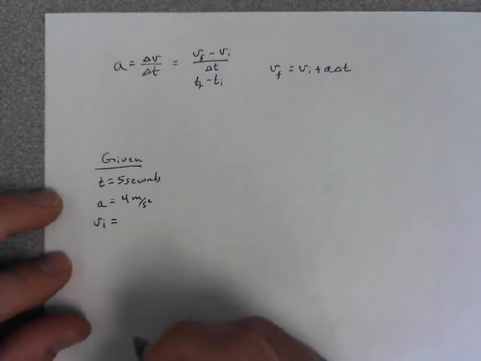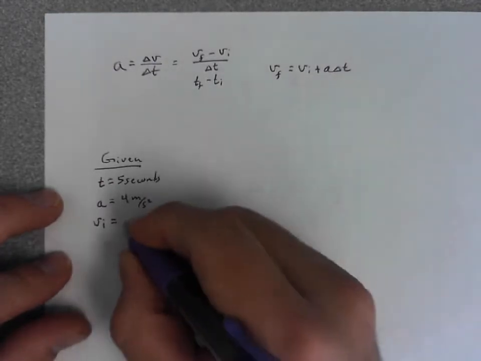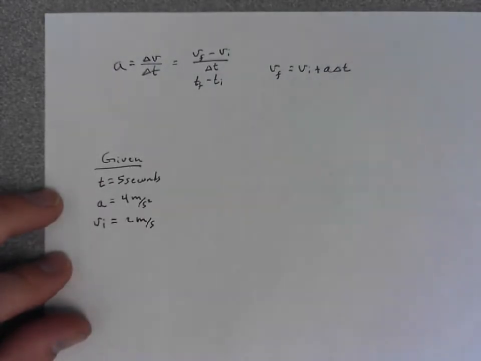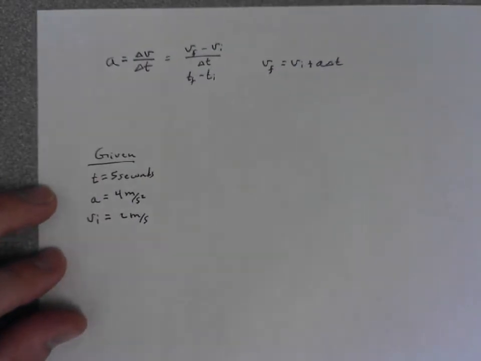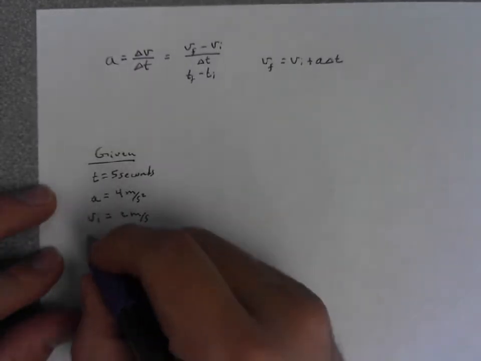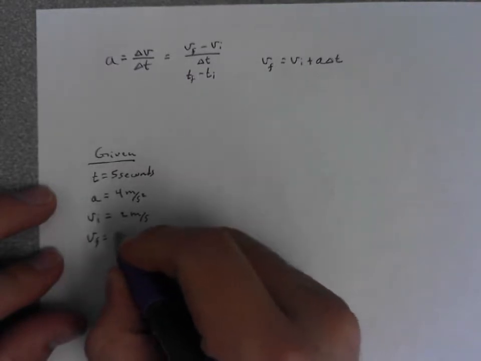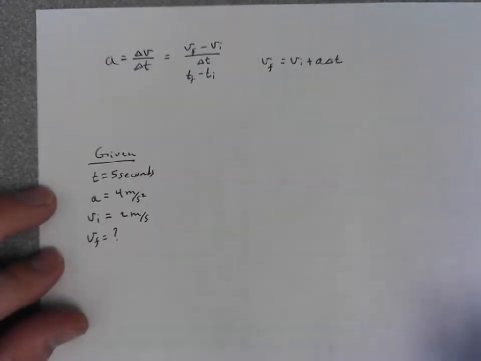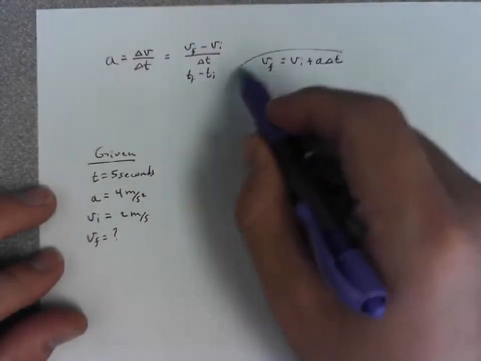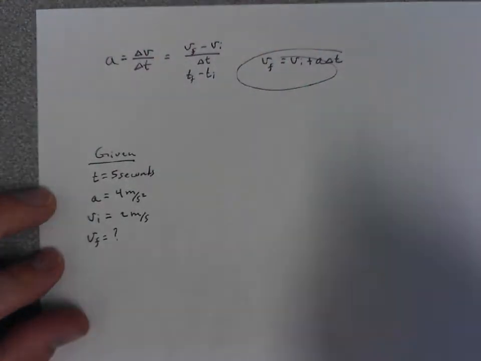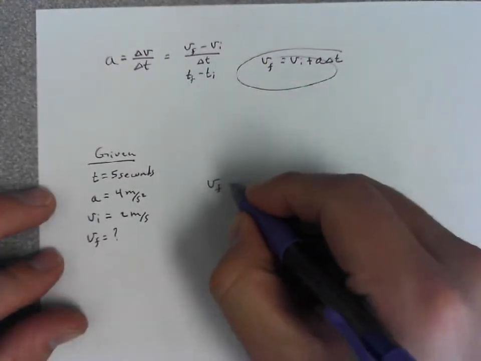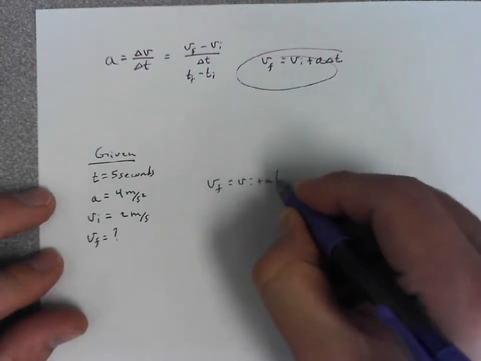So my initial velocity is that 2 meters per second. Now, you'll notice it asks, what's the final speed? Remember how we said we could use the word speed and velocity interchangeably? Well, here we're just going to write that as our final velocity. That's our question mark. Right off the bat, we know we've got an equation that works really well for that. So we're just going to go v final is equal to v initial plus a times t.